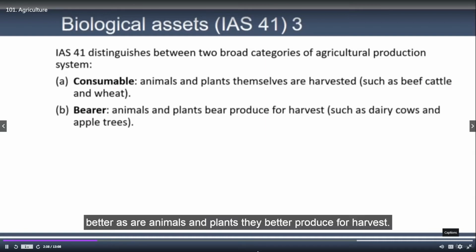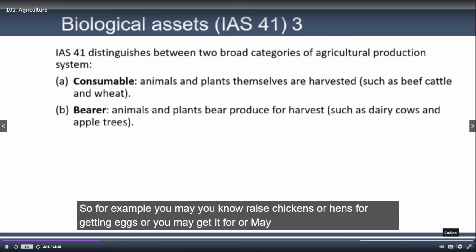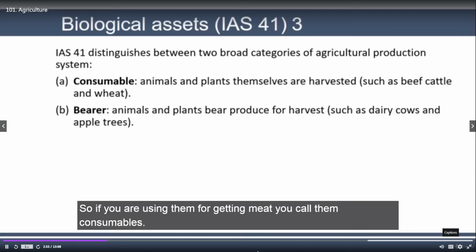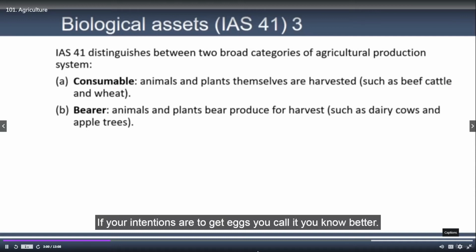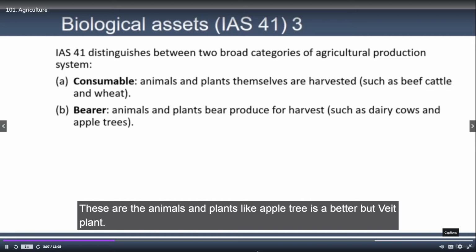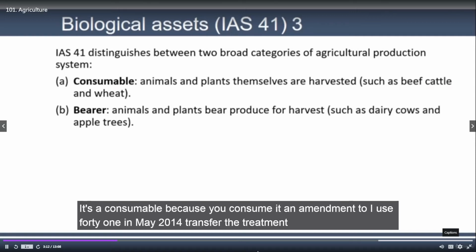And one is bearer. Bearers are animals and plants that bear produce for harvest. So for example, you may raise chickens or hens for getting eggs, or you may raise them for getting meat. If you are raising them for getting meat, you call them consumables. If your intention is to get eggs, you call them bearer. So bearers are these animals and plants. Like an apple tree is a bearer, but a wheat plant is a consumable because you consume it.